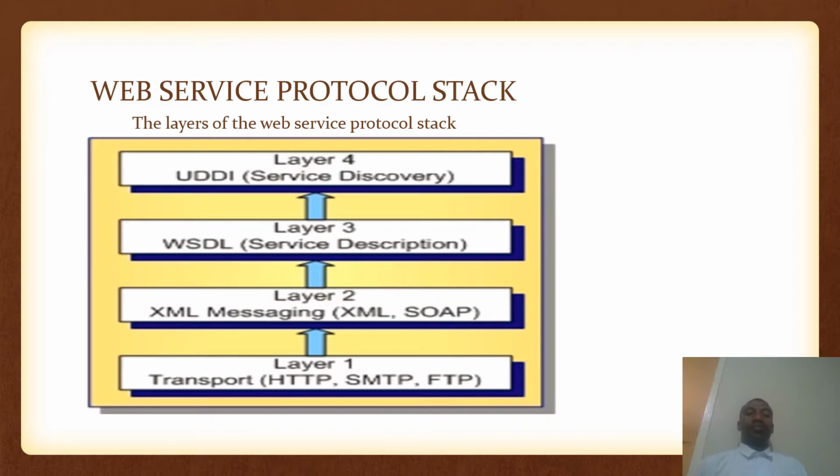So the service exchanges information using these protocols over the internet so that the consumers are able to have access to the messages being sent over the internet from the web services. The second one is layer 2. This one is XML messaging.